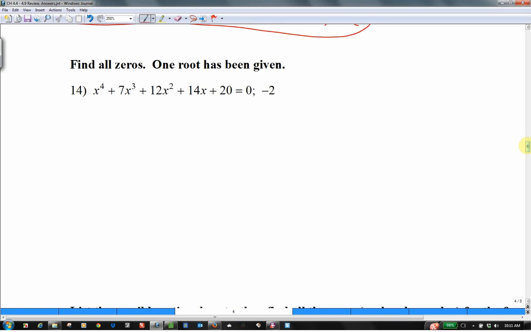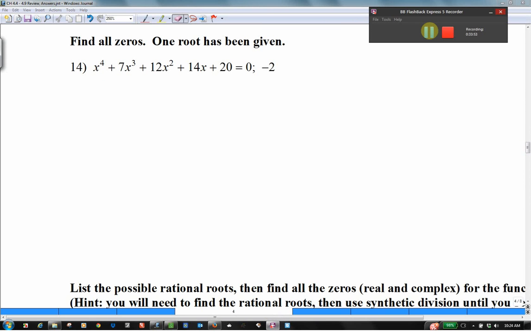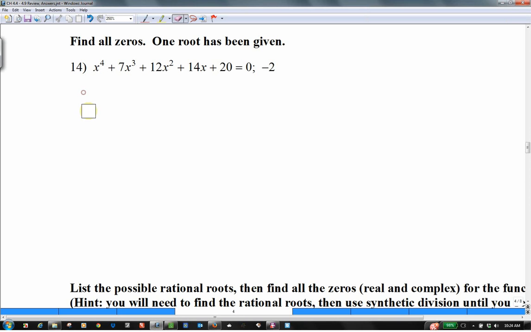Okay, so in this one, we have the zeros, including imaginary, and they give us negative 2. So what we could do is use synthetic division. I have a coefficient of 1, 7, 12, 14, and 20, and fourth, third, second, first, they are all there. So I'm going to use synthetic division with a negative 2.